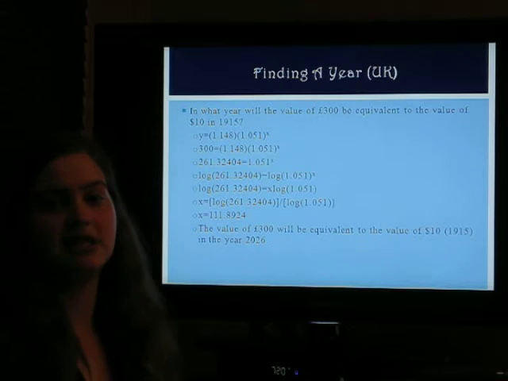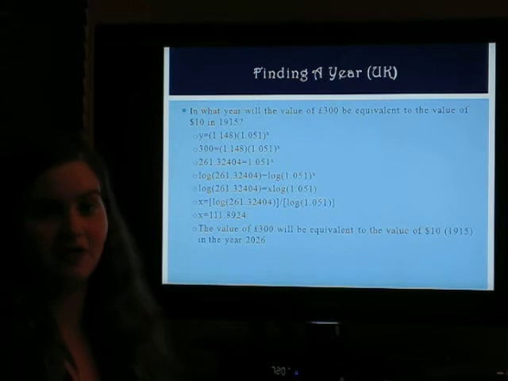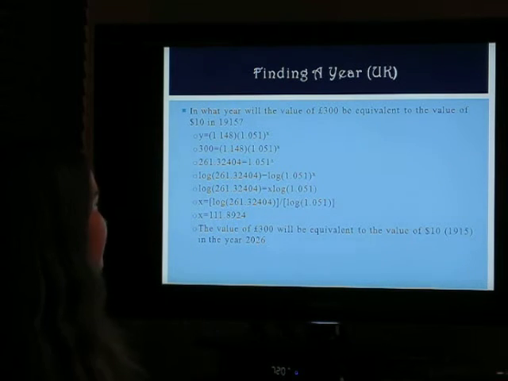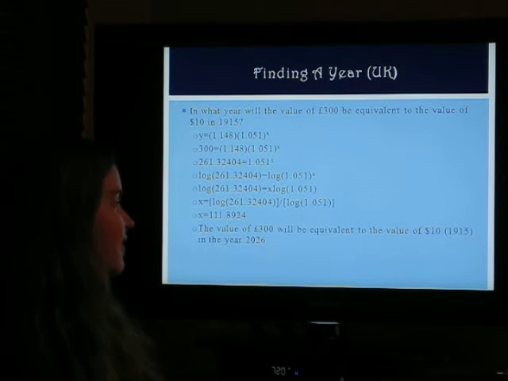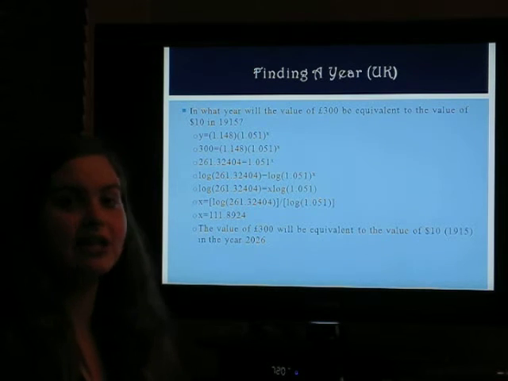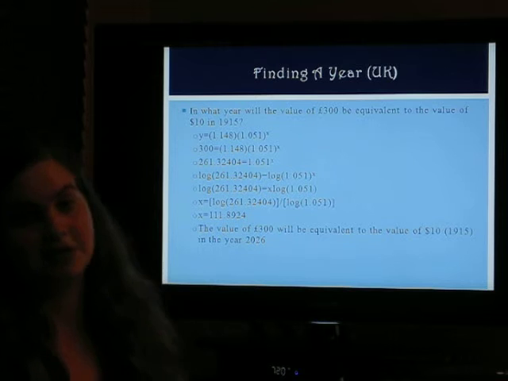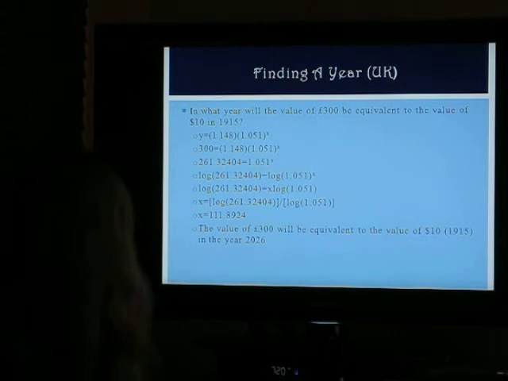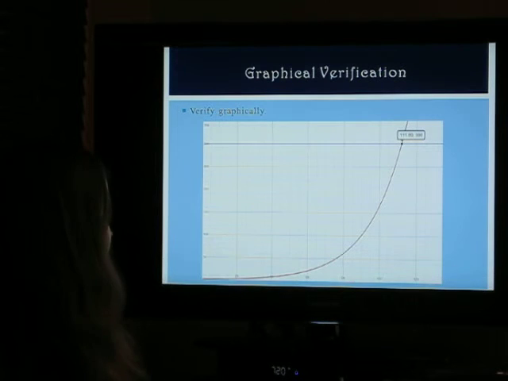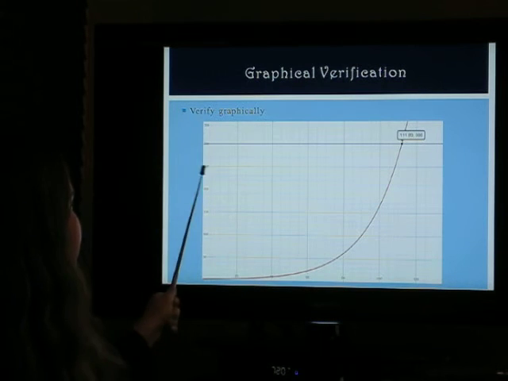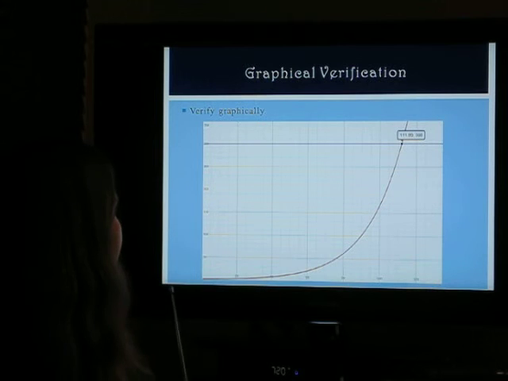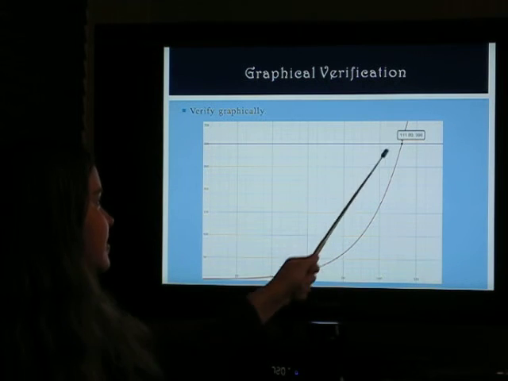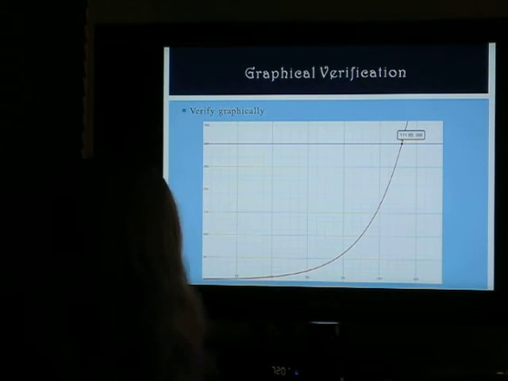Again, we need to add that value to 1915, and we get that the value of 300 pounds will be equivalent to the value of $10 in 1915 in the year 2026, which, if you recall, was the same year that we got for the previous problem. And here's the graphical verification: y equals 300, here's the graph of the pounds, and here's their intersection.